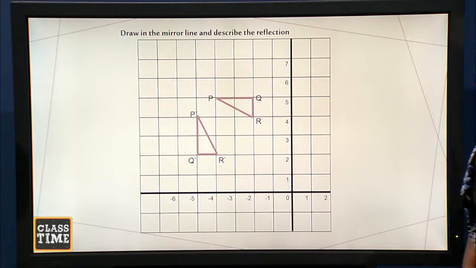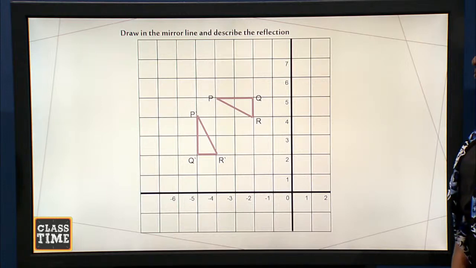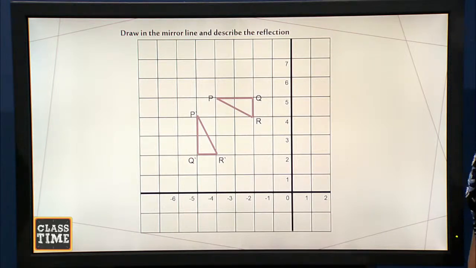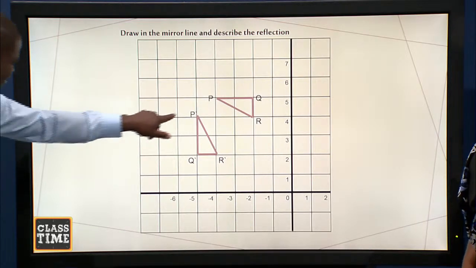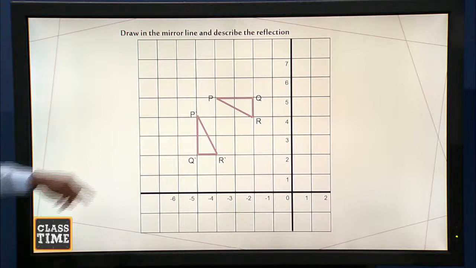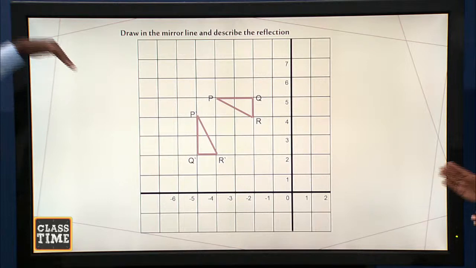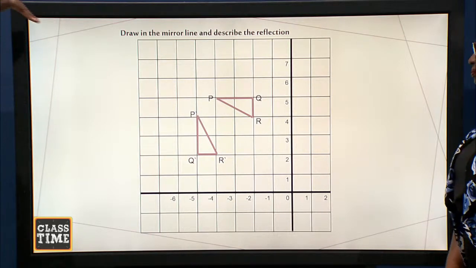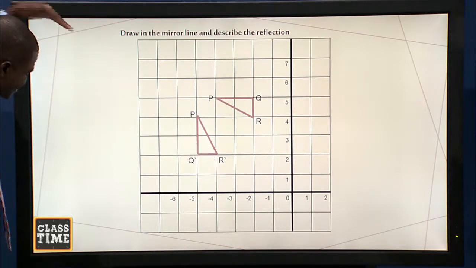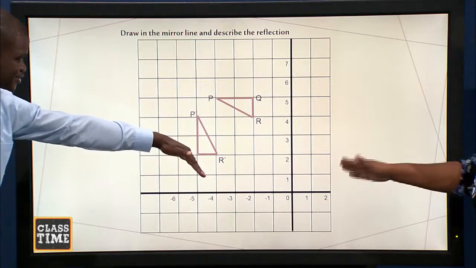So again, we're asked now to draw in our mirror line that describes the reflection. If we look at P and P prime, for us to find that center line, it must bisect this unit square, right through the vertex there. It has to, for it to be equidistant. So I'm seeing that my line is going to be heading straight through my origin.